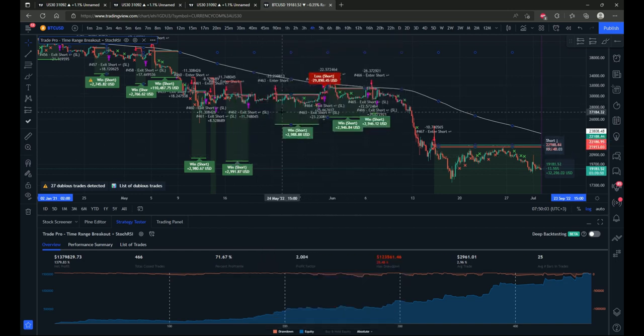So how I've done it with this one is have a method of moving the stop loss to break even at a certain point. That's why there's so many winners on this one, is because it's moving the stop loss into profit on a lot of these trades.